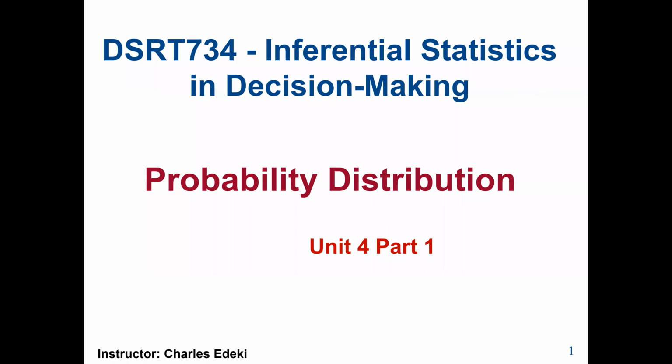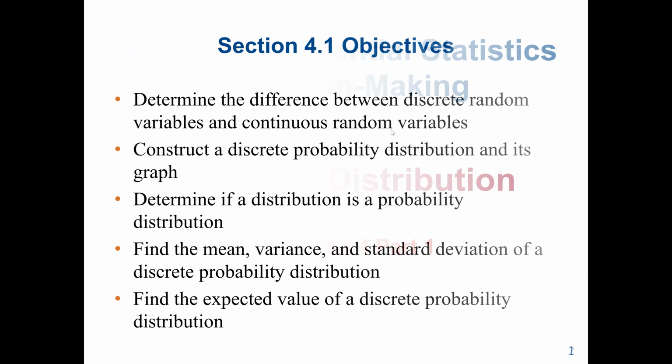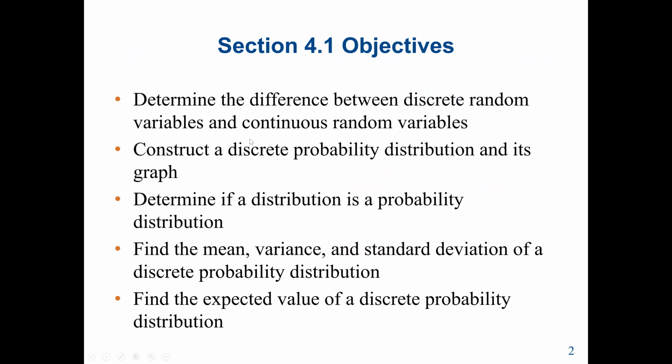Again, welcome to DSRT 734 class. These lectures cover probability distribution. Our main objective is to determine the difference between discrete random variables and continuous random variables. Also, we are going to construct a discrete probability distribution and its graph.